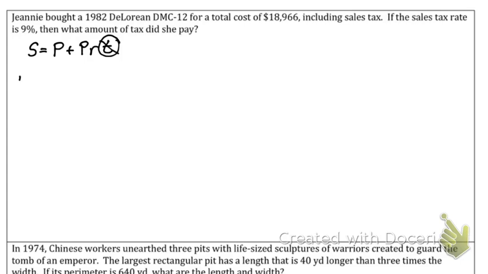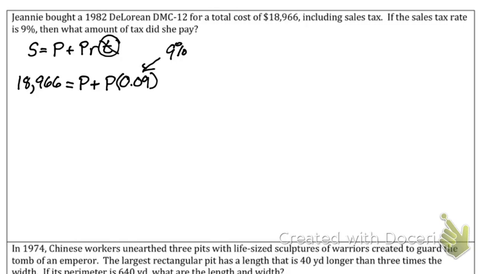Well, the total cost of the car was $18,966. I don't know the sticker price on the car, so that's P plus P. I do know the interest rate is 9%, but you aren't going to put a 9 there. You're going to put 0.09. You're always going to change your percents to decimals when you're working with equations.